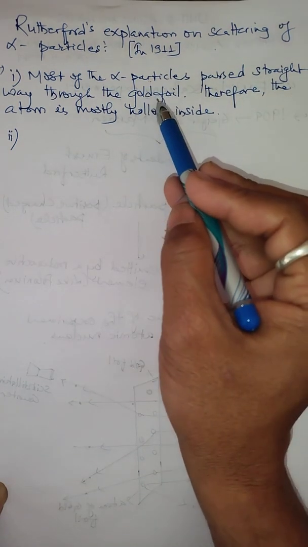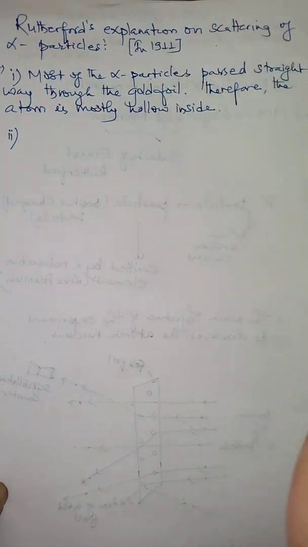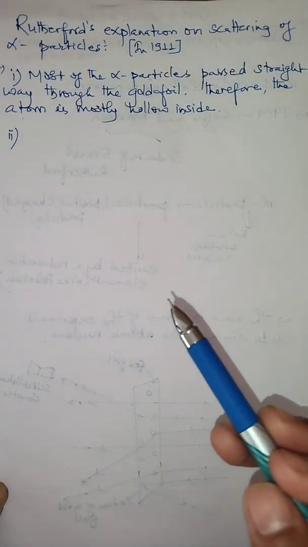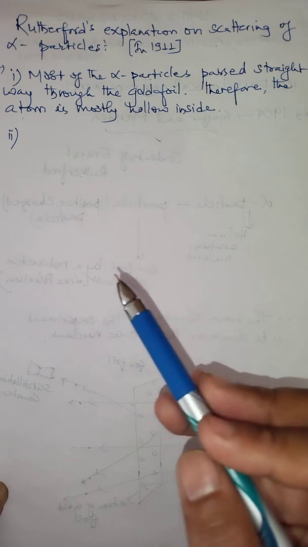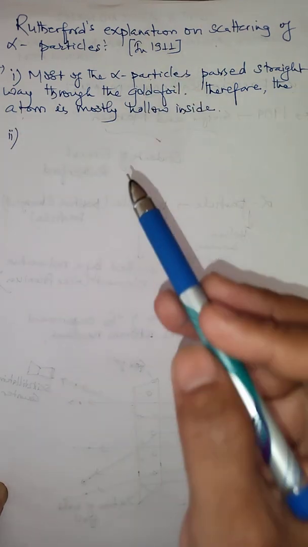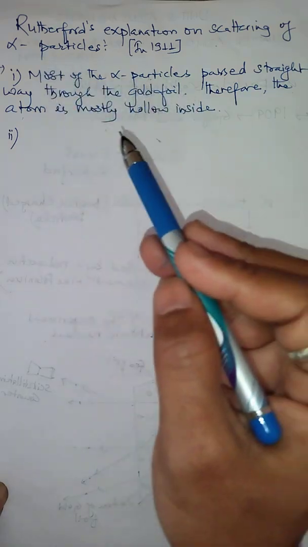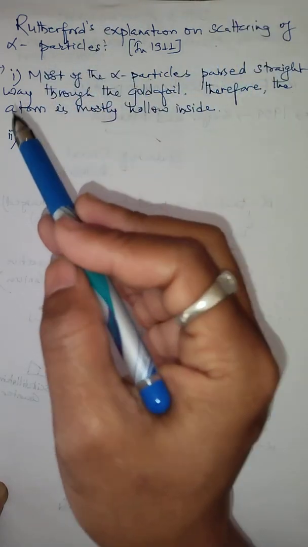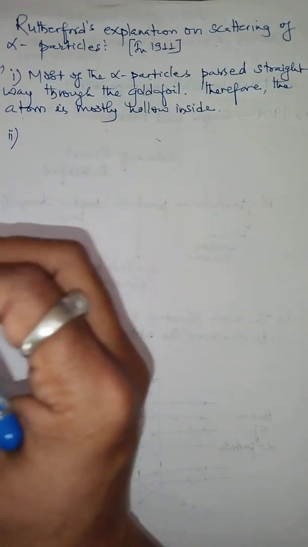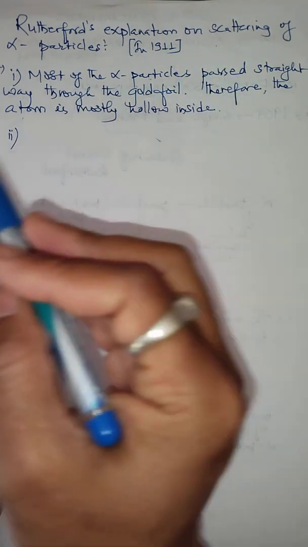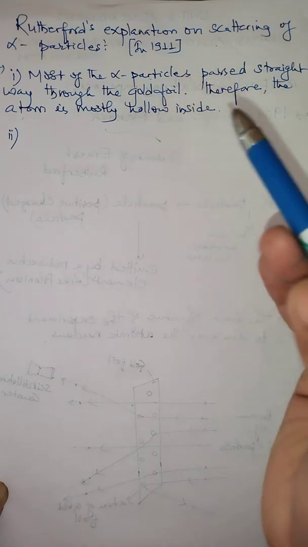From here Rutherford made a conclusion that the atom is mostly hollow inside. The atom is mostly what? Hollow inside. Due to that, most of the alpha particles pass straight through. So one of the first conclusions drawn by Rutherford is that the atom is mostly hollow inside. That's why whenever alpha particles pass through the atoms of the gold foil, they pass straight through without much deflection.